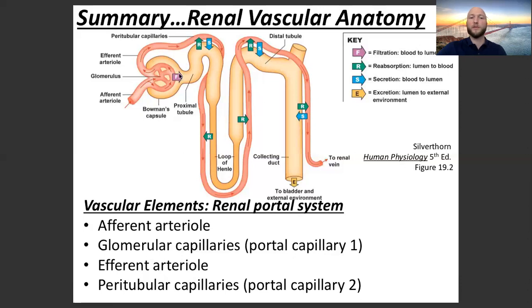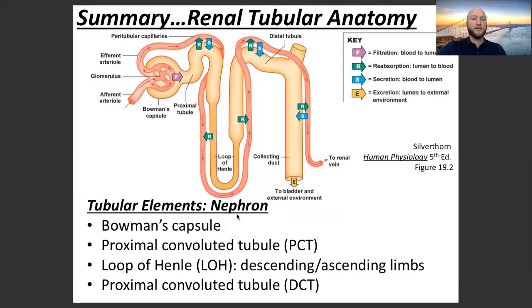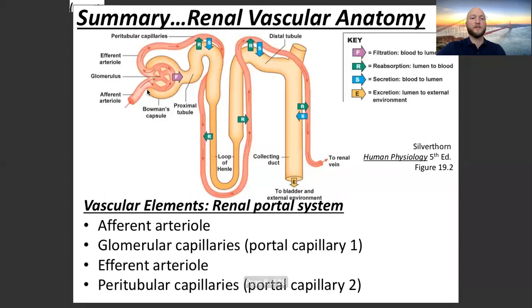All right, let's go back to this Bowman's capsule. So this Bowman's capsule is right here. It leads into our proximal convoluted tube, which leads into our loop of Henle. Now there's two parts of our loop of Henle, the descending and ascending, descending and ascending. And then we have our distal convoluted tube, and then we have our collecting duct. All right, tubular elements. So these are our vascular elements: afferent arteriole, glomerulus, which is a capillary bed, efferent arteriole, peritubular capillaries, which are our second capillary bed, and then it goes to our renal vein.